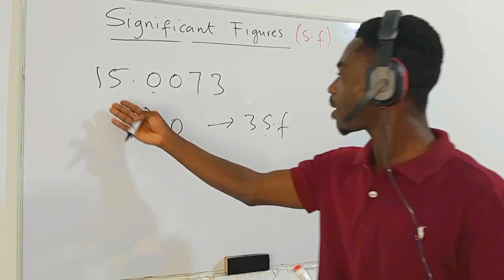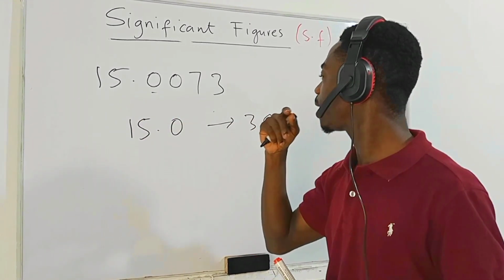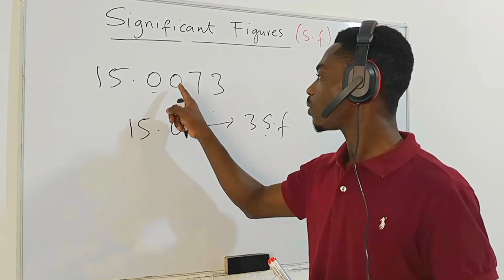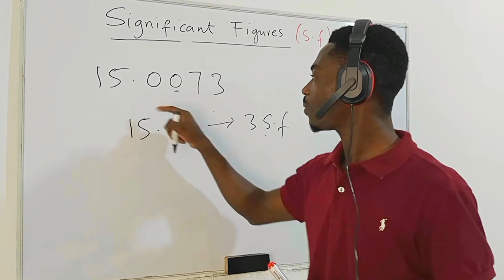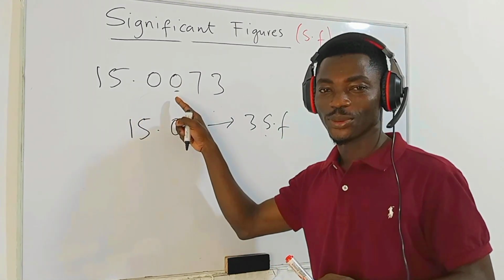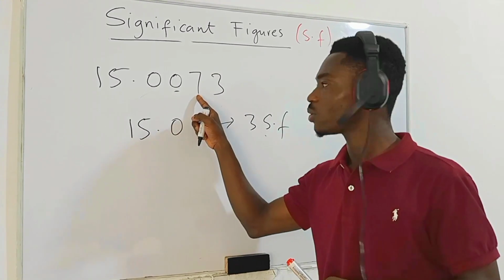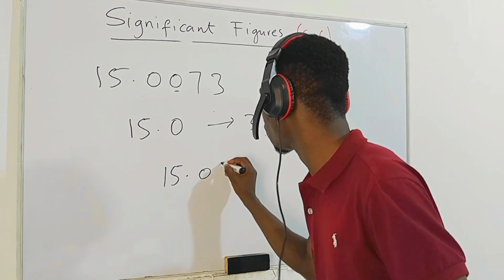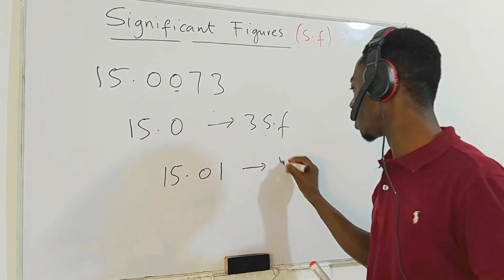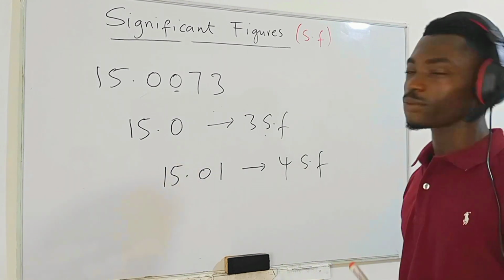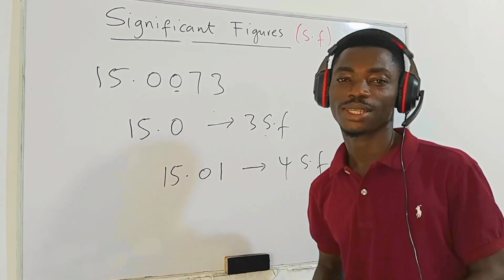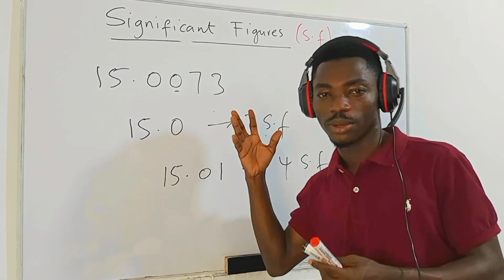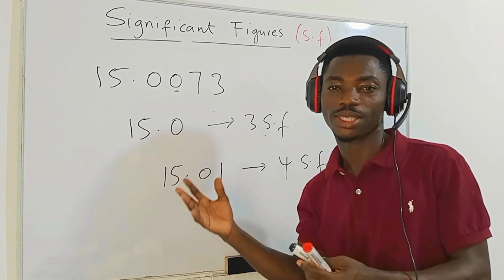With the same number, let's say we want to leave this in probably 4 significant figures, then we are going to have 1, 2, 3, 4 on this number. Now, the number that is next to this 0 is 7, which is more than 5. So we add 1 to this one, then we will have 15.01. And this is in 4 significant figures. Pretty much simple, right? So I believe now if you're given any decimal number and you're asked to run it or leave it in a certain significant figure, basically you can do it.